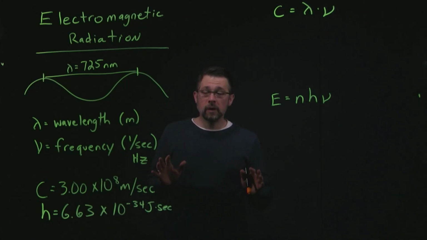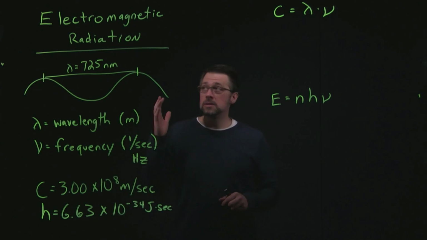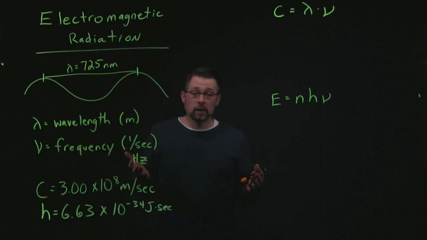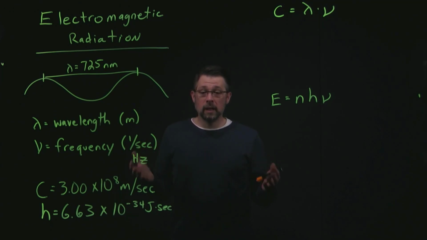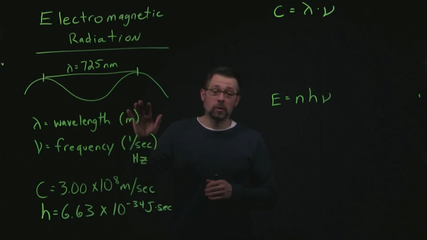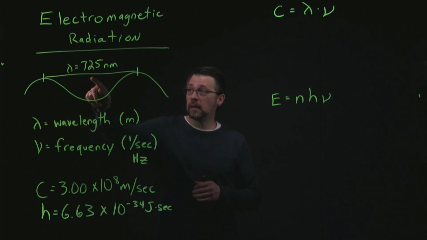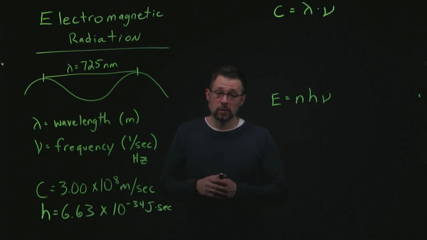Okay, this video is about doing calculations for electromagnetic radiation. And electromagnetic radiation is radiant energy. And we have different regions of radiant energy like light or infrared radiation or ultraviolet radiation or X-rays or radio waves. And I'm going to do a calculation on visible light. And it has a wavelength, lambda is wavelength, of 725 nanometers.